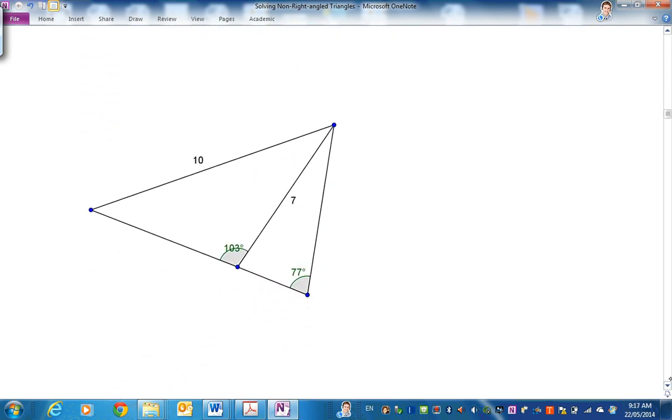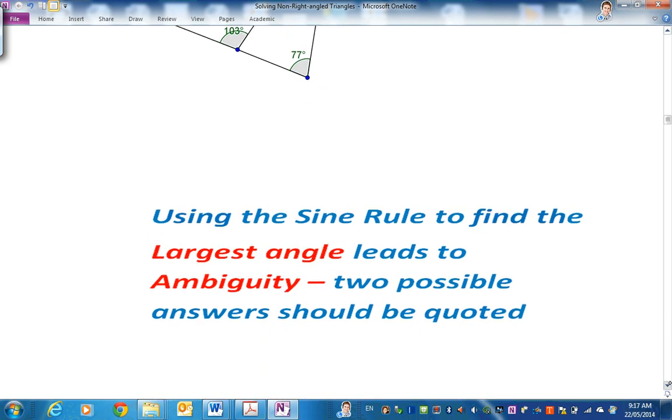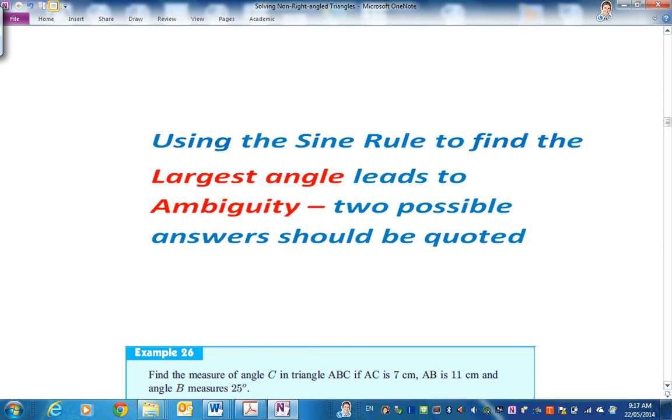Let's look at the diagram down here then. Here it is. So there you are. And you don't know except by inspection, or looking at it. Oh, no, hang on, I better put this in here, 43. We shouldn't do that because the diagram is not to scale. Okay, it's not to scale. All right, so we've got to quote 2 answers, or perhaps use a different rule to find that. Okay, here it is. Using the sine rule to find the largest angle leads to ambiguity. 2 possible answers. So we try to quote those 2 answers or find another way of getting that biggest angle.